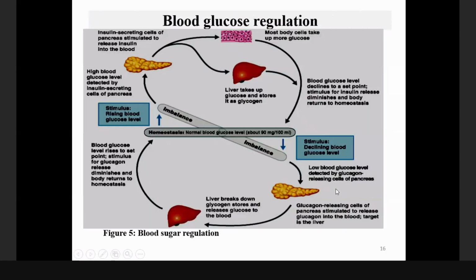Okay. Look how our blood glucose is regulated. Actually, we discussed this earlier, so I'm going to repeat what we discussed in the earlier slides. Assume there is an imbalance in your blood glucose level. The normal blood glucose level ranges from 70 to 120 milligrams per deciliter of blood. That's the normal. So assume your blood glucose level is increased, so there is an imbalance.